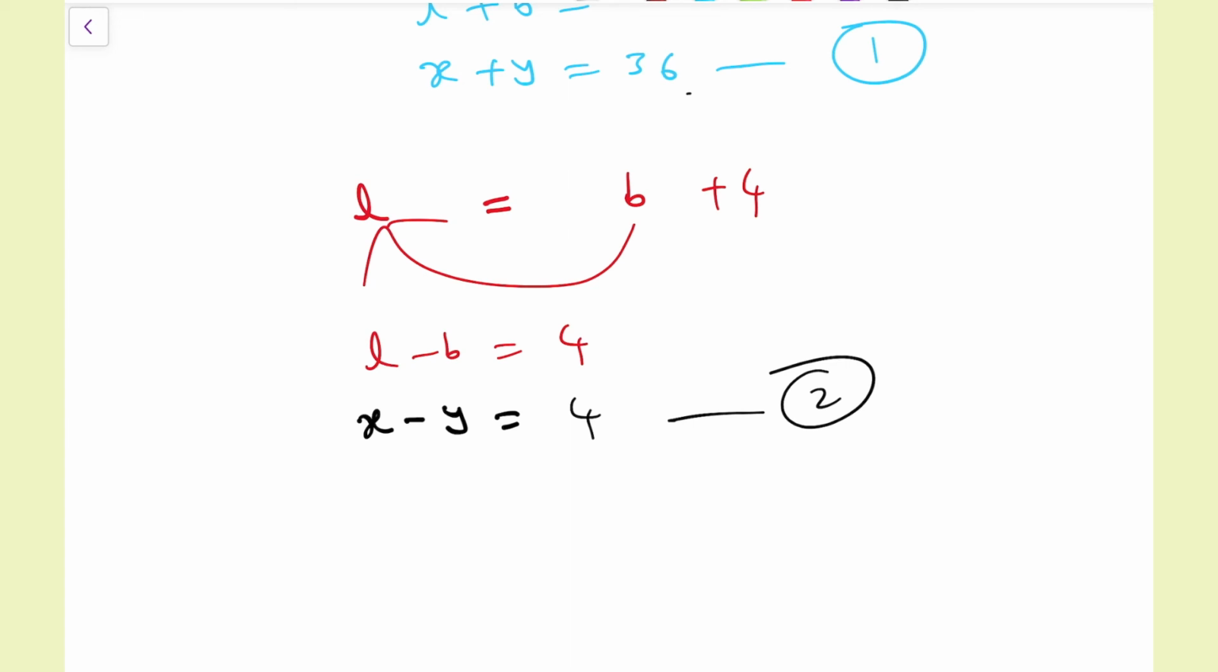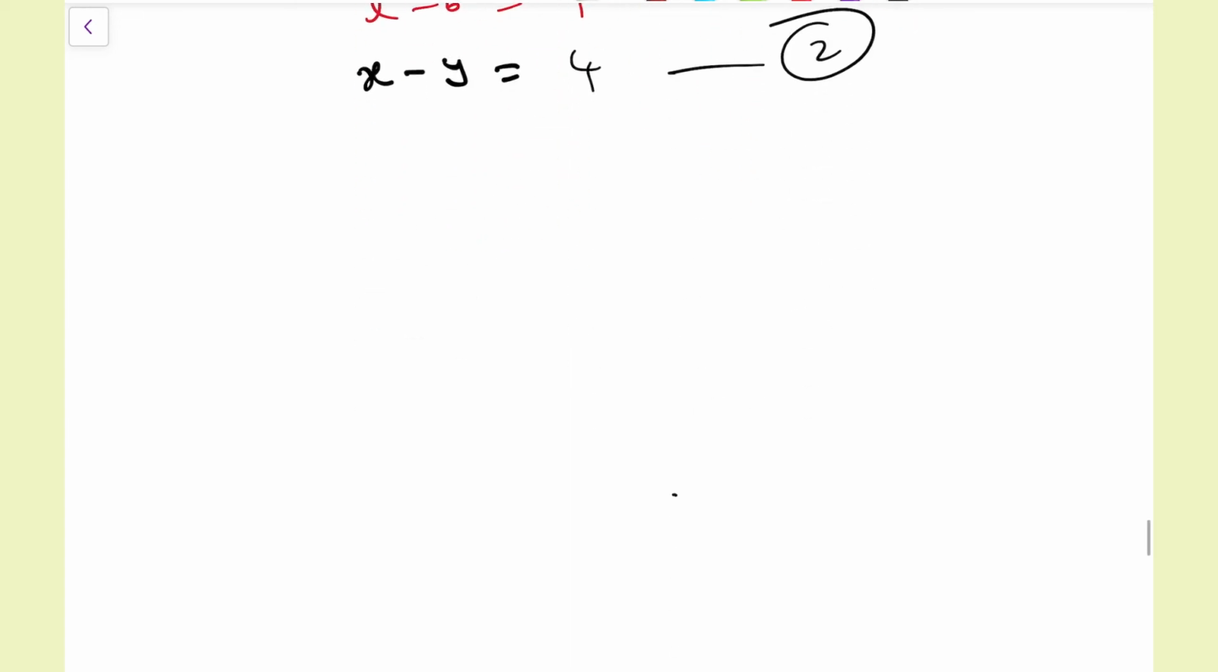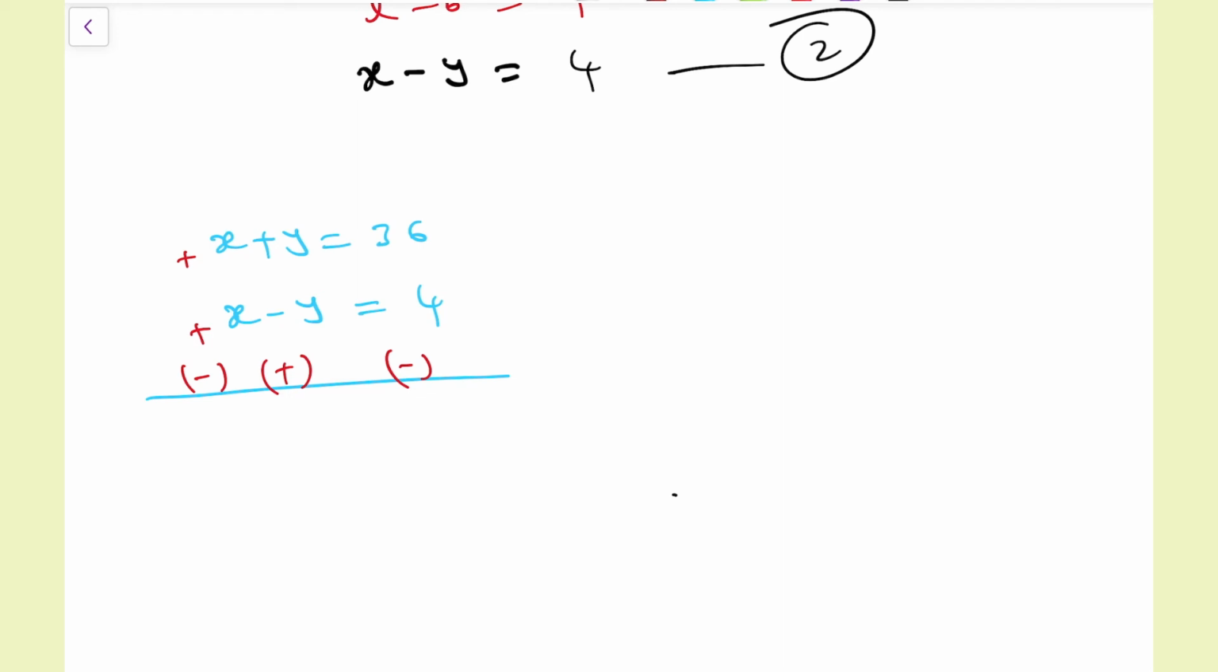Now let us simplify both the equations. x plus y equals 36. Second equation is x minus y equals 4. Both x are positive, so I am doing subtraction. Plus becomes minus, minus becomes plus, plus becomes minus. Here the x coefficients are 1 only, right? So if you multiply with 1, nothing will change. That's why I am not doing that step. Plus x minus x cancel. y plus y, 2y equals 36 minus 4, 32.